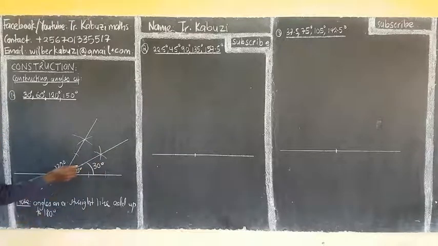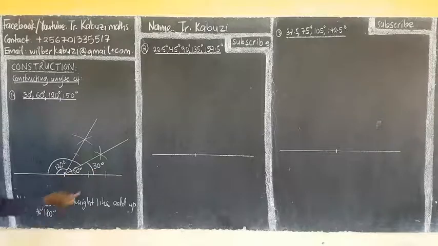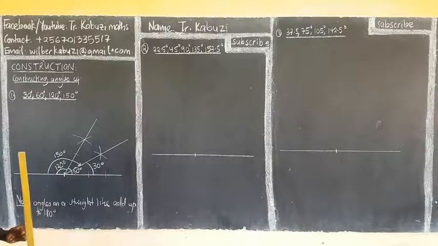Now the balance from this line here up to this side, 180 minus 30, you will be getting from here 150 degrees. And so that's how I construct those ones.